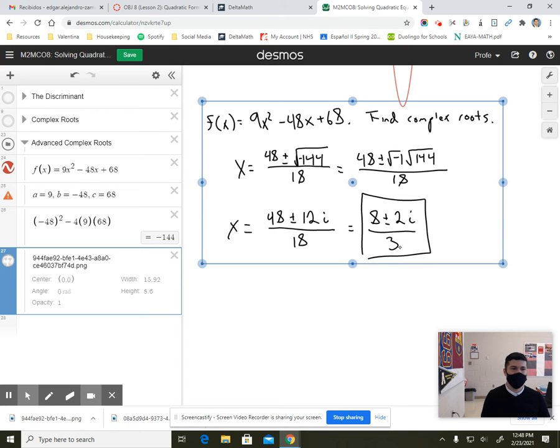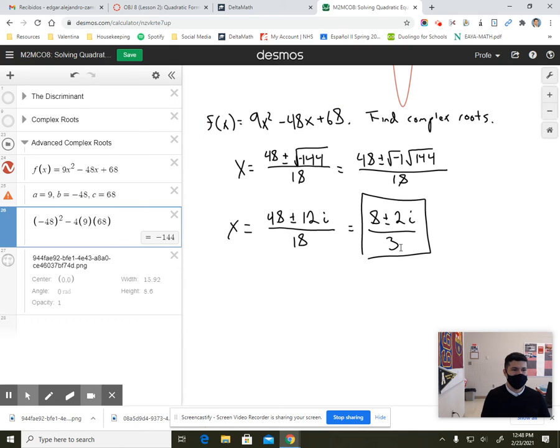So once again, I'm going to go straight to the discriminant. I'm going to say negative 48 quantity squared minus 4 times 9 times 68 gives me a grand total of negative 144. So opposite of b is 48 plus or minus the square root of the discriminant, which is negative 144, all divided by 2a, which is 2 times 9, or 18. All right, so now that I'm more fluent with the quadratic formula, it's okay to skip a couple of steps, but that's completely up to you. So let's get to work.